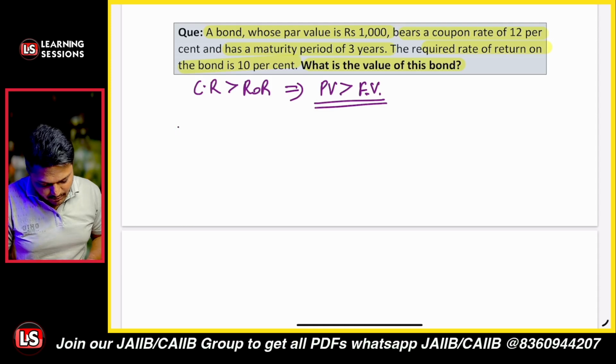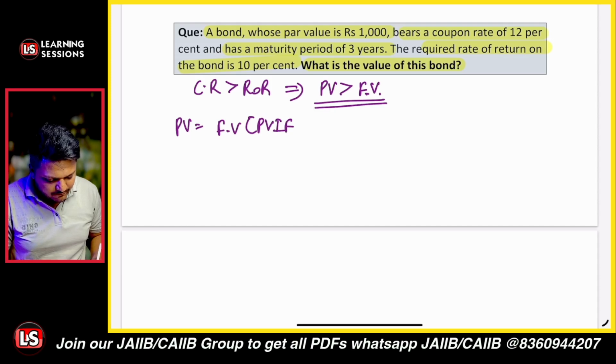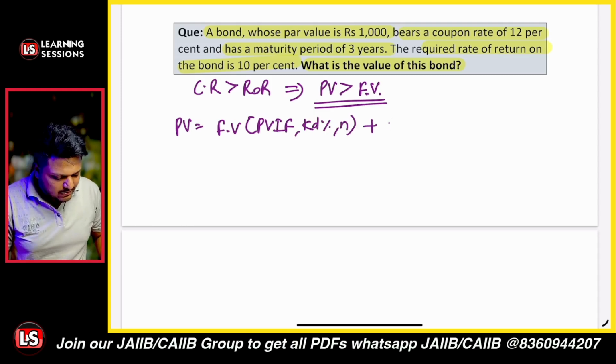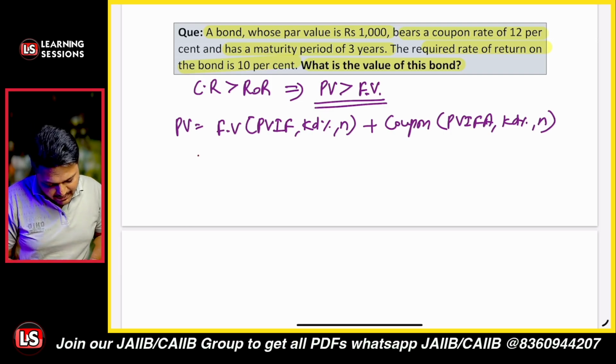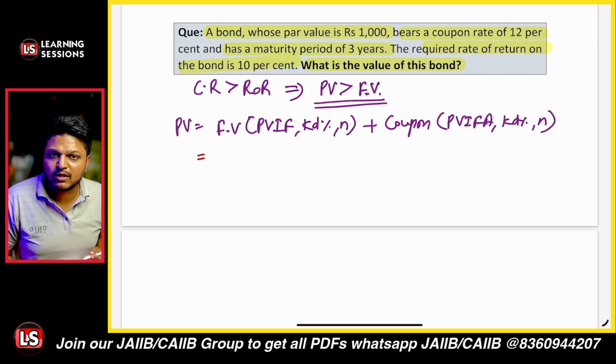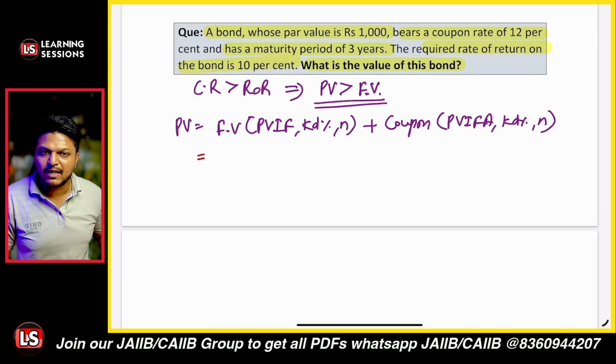Now let's solve the question. Let me write the formula: the present value is equal to, first of all, the face value, and the face value is adjusted for PVIF, KD percentage, and N. Then it's the coupon, and since the coupon forms an annuity, it's PVIFA, KD percentage, and N, right? Now here we are getting the coupon on a yearly basis. It may also be the case that you get the coupon on a half-yearly basis. I'll also make you understand how to solve such questions.